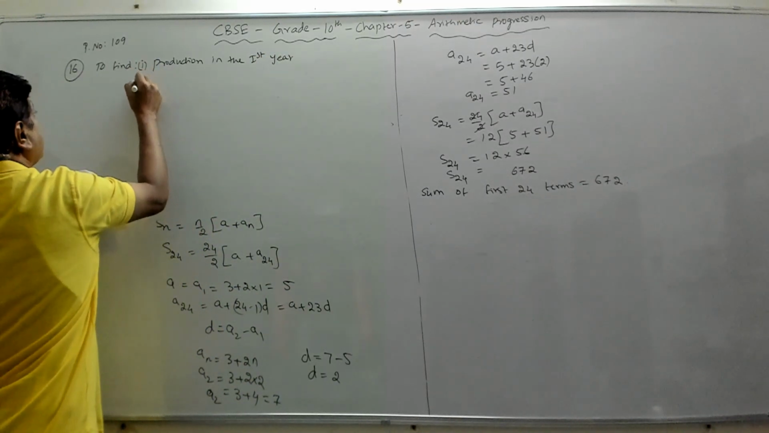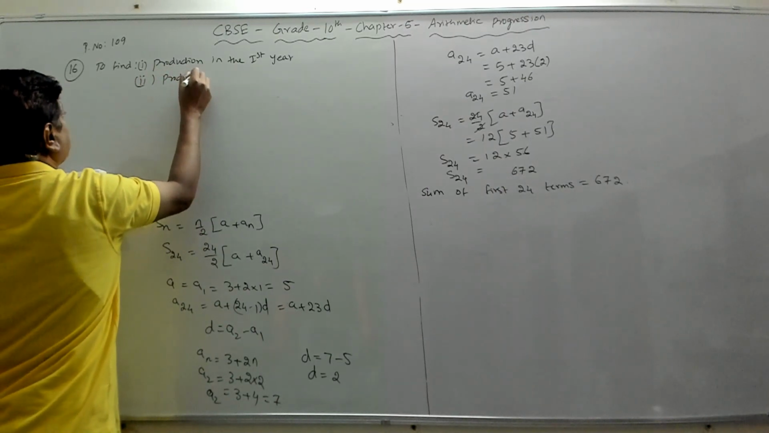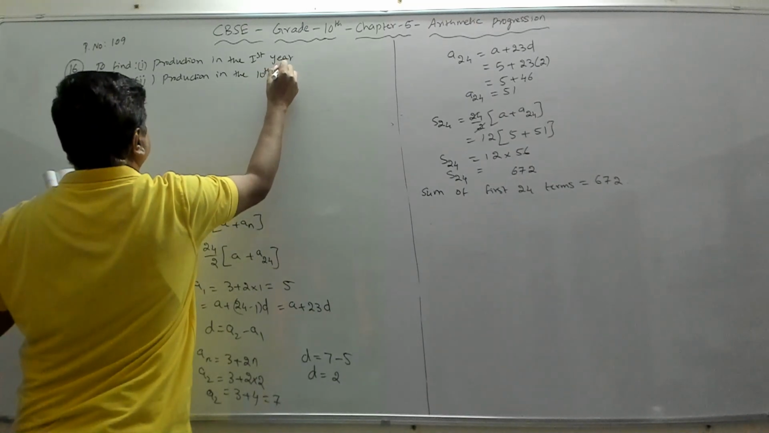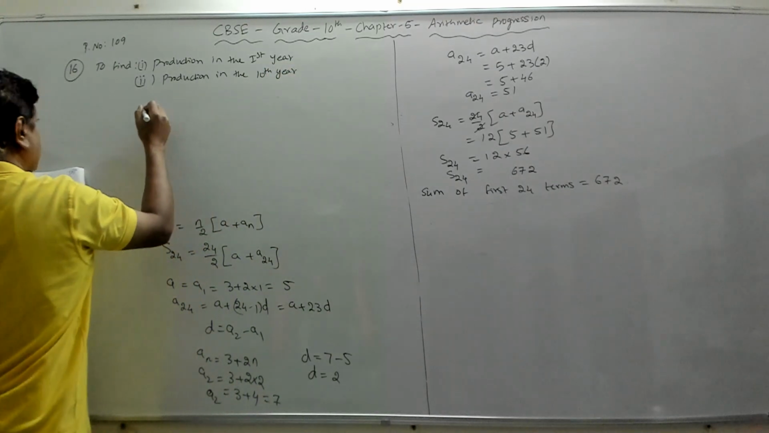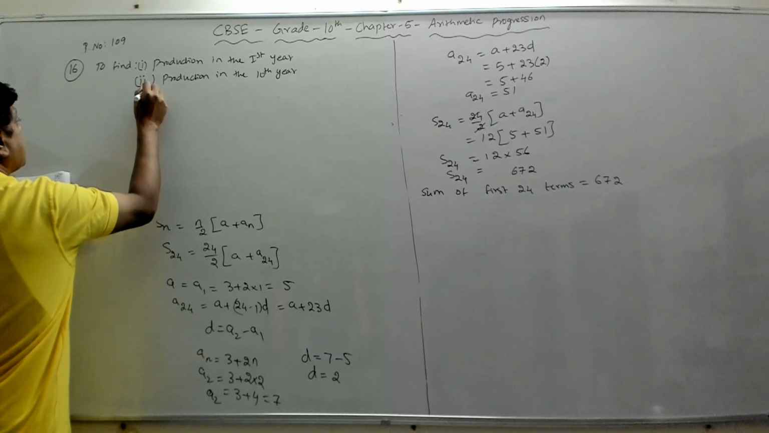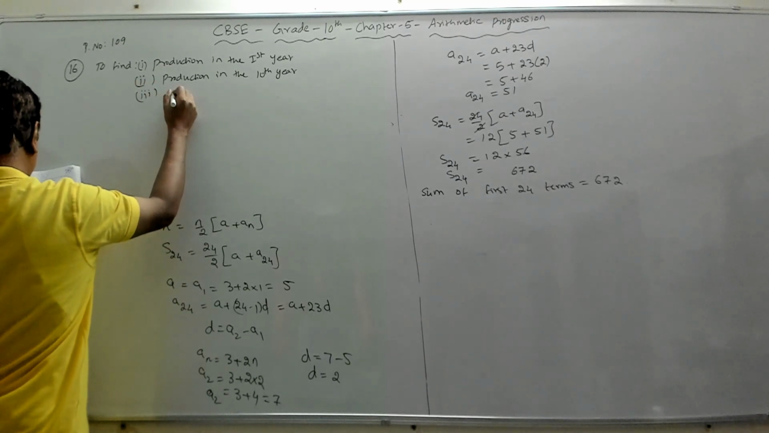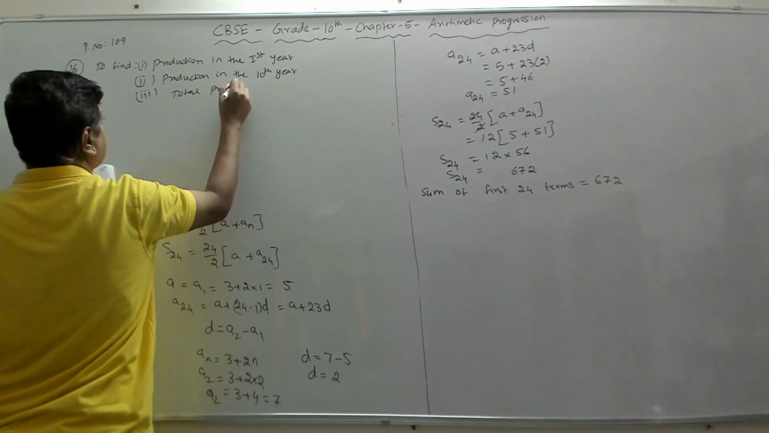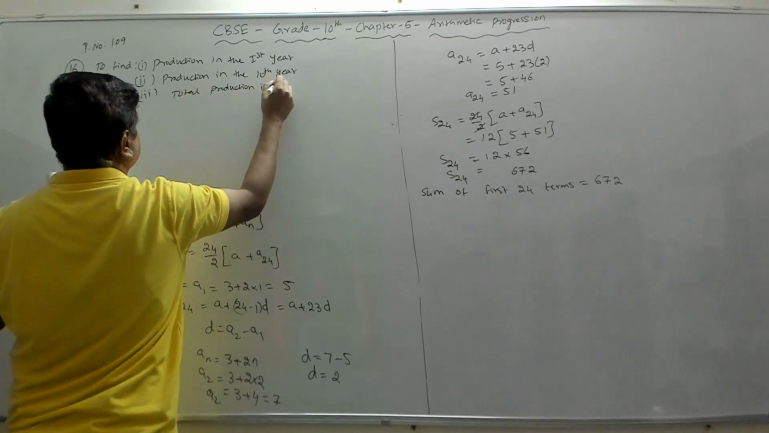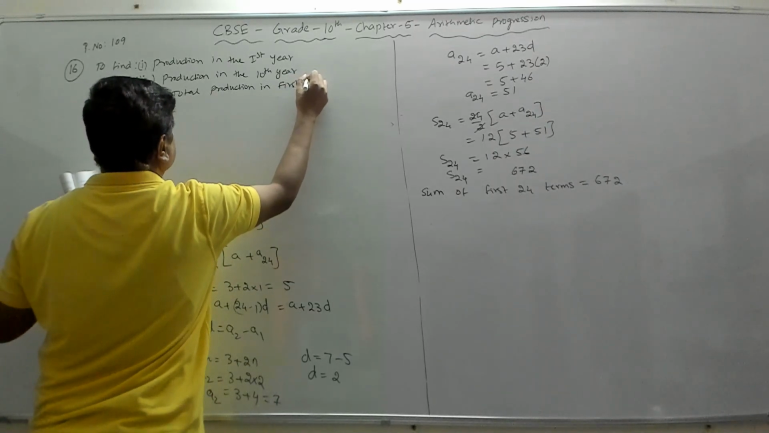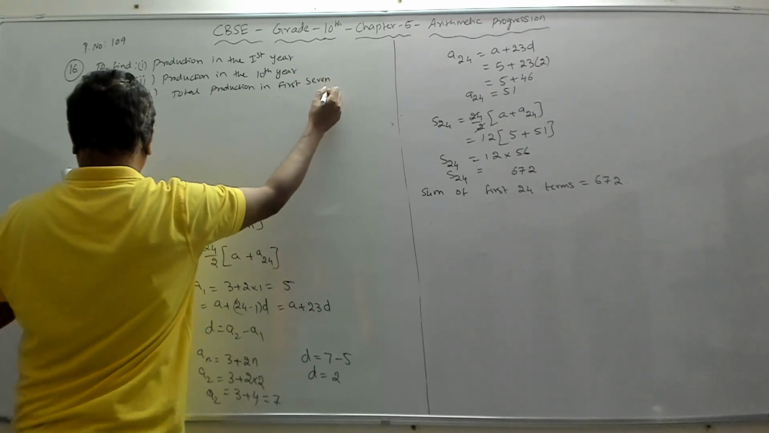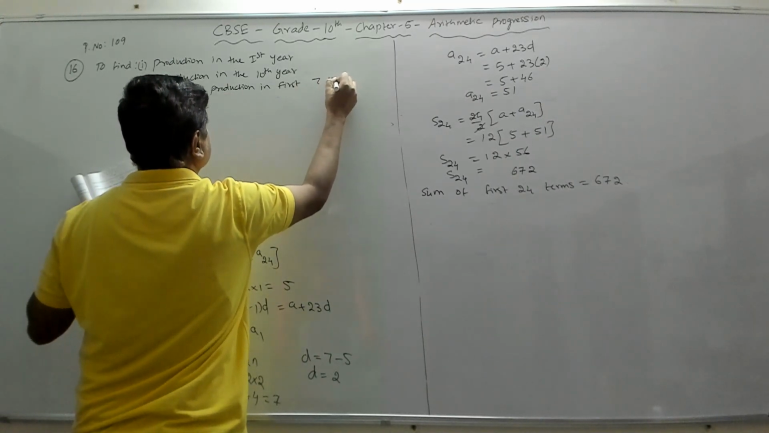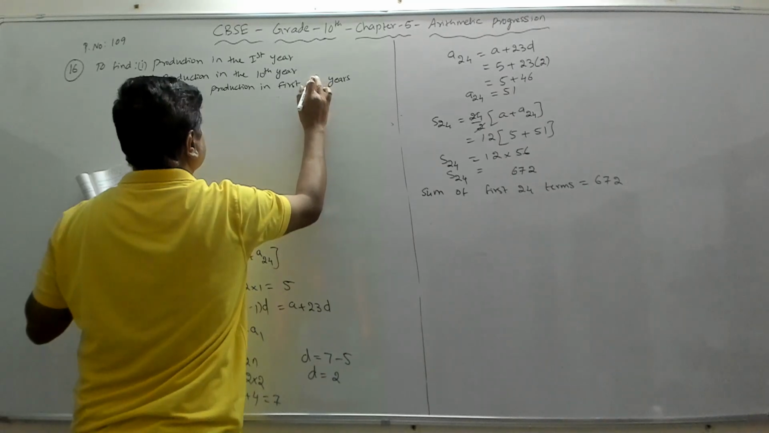The second one that we should find is the production in the 10th year. Then the third one is the total production in the first 7 years. Total means sum. Total production in the first 7 years. Fine.